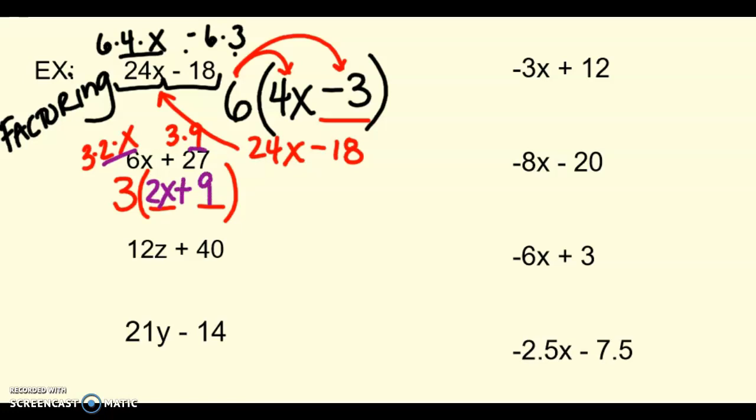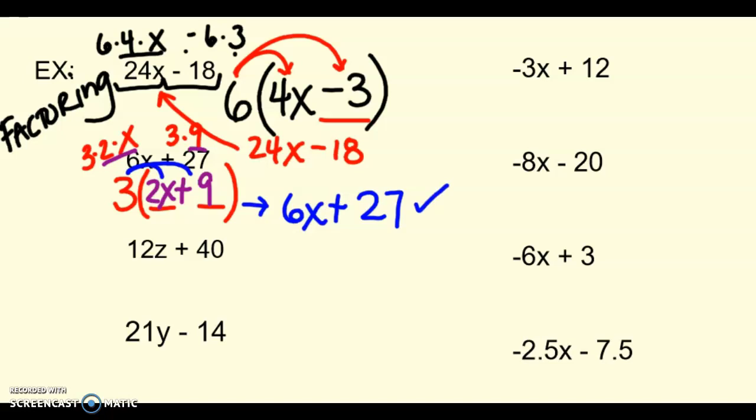To check it, let's distribute. 3 times 2x is 6x. 3 times 9 is 27, and it's a positive. That was my original problem, so I've checked it and I know that it's right. It works.